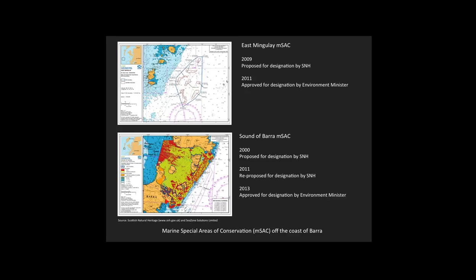However, part of the conflict at this stage was more a fear that the Sound of Barra SAC would come back onto the agenda. And in the Sound of Barra, there are a lot more activities going on. For example, you have the airport, the Tryvor Airport there. You have a fish processing factory. You have a ferry which travels from Barra to Eriskay. It's a very important creel fishing area. There are fish farms there.